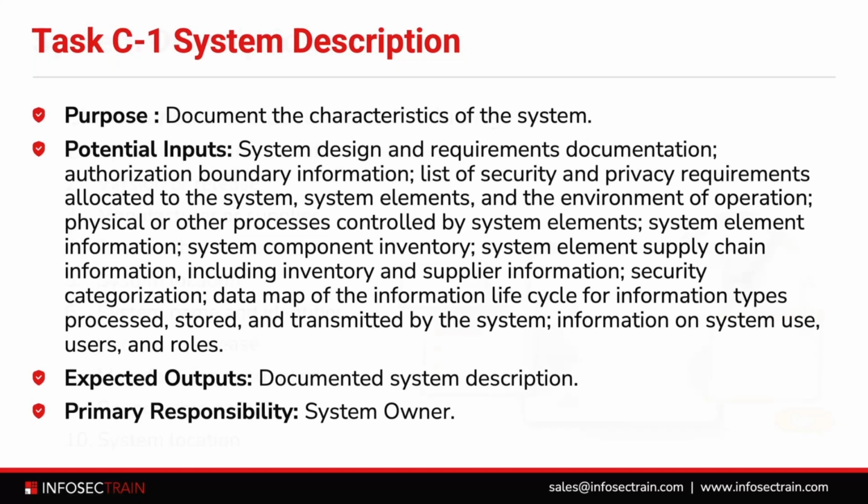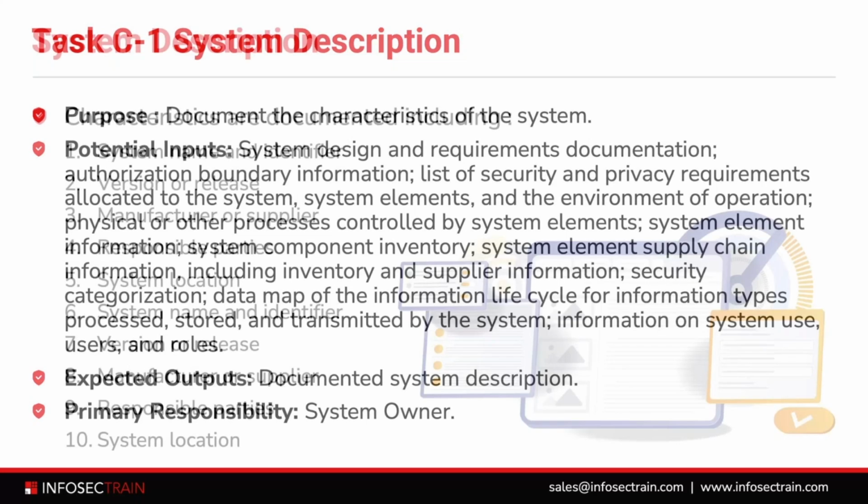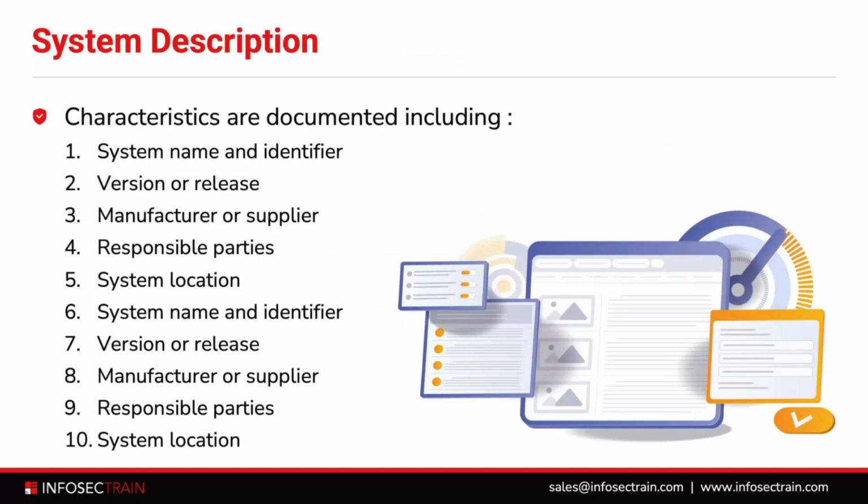So yeah, we were just discussing, the unique identifiers for the system description can be system name, the version, the release of the system, manufacturer, OEM details, responsible parties, the system location, the geolocation of the system. Yeah, all these are very important.